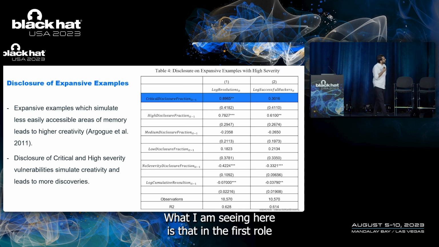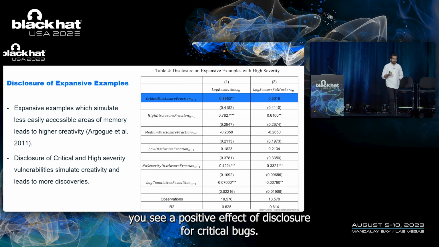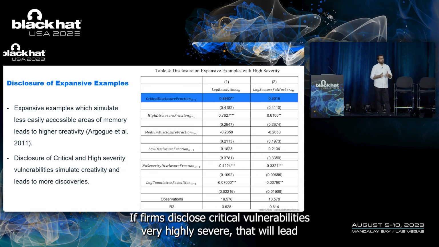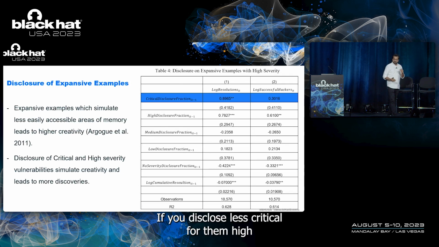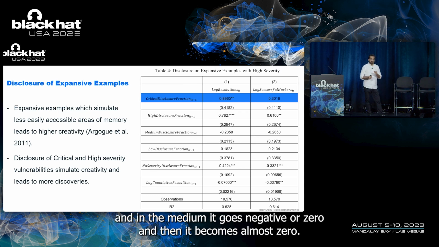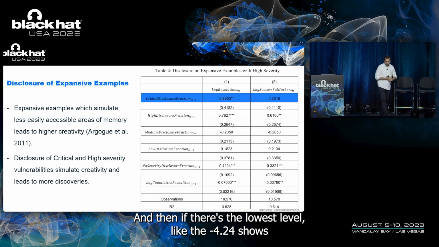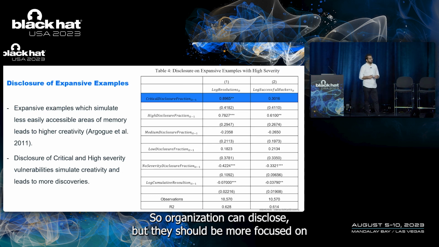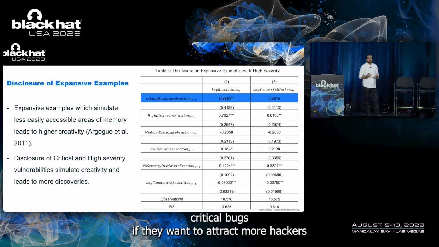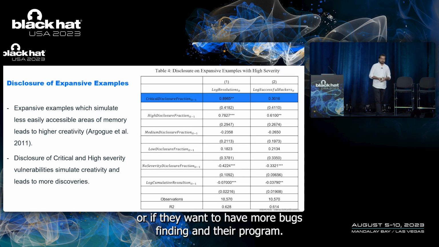What I'm seeing here is that in the first row, you see a positive effect of disclosure for critical bugs. If firms disclose critical vulnerabilities, very highly severe, that will lead to more discoveries in the future and more success for hackers. If you disclose less critical ones, for example high, the size of the positive effect goes down, and for medium it goes to almost zero. And at the lowest level, the negative 4.24 shows that common bugs are mostly creating fixation. So organizations can disclose, but they should focus more on critical bugs if they want to attract more hackers or if they want more bugs found in their program.